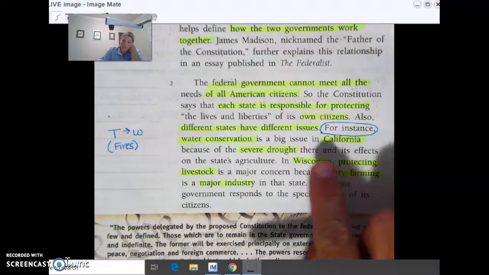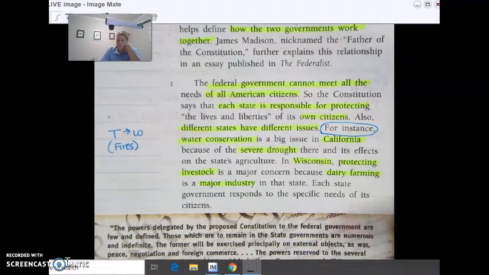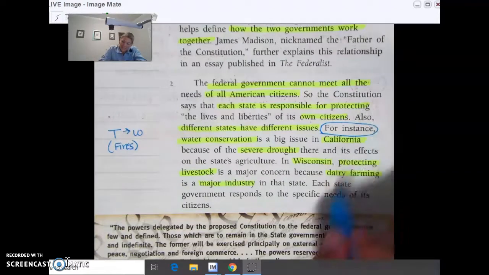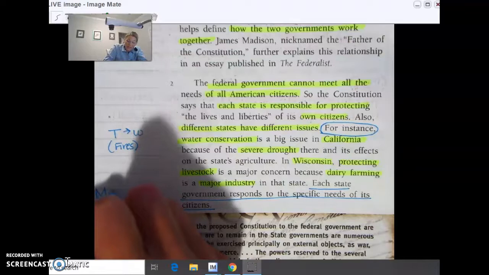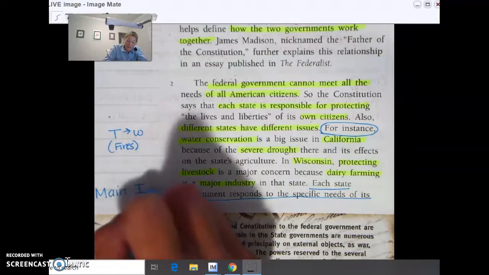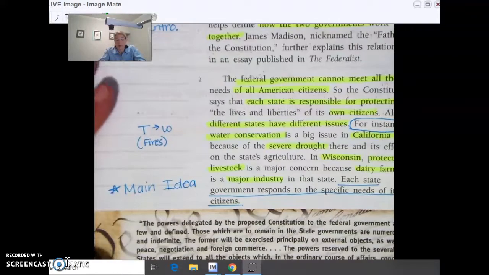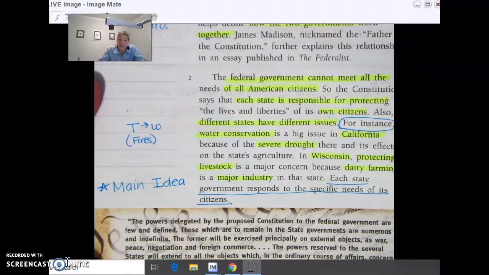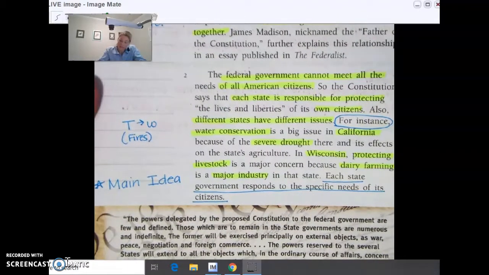And we understood that that means each state has different needs because they have different issues. So it sounds to me that these specific details they've given us support the idea that each state government responds to the specific needs of its citizens, and that wrapped up my main idea for paragraph 2. So notice here that the main idea was listed at the end of the paragraph. It summarized for us what we just read about. We just read about how each state responds to the needs of its citizens and their own issues.